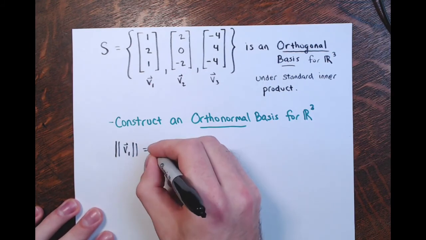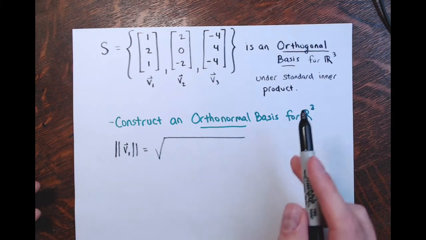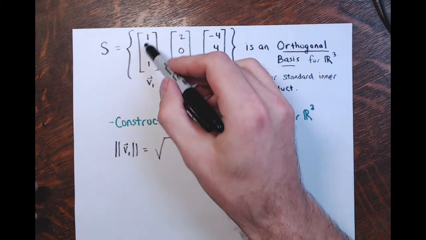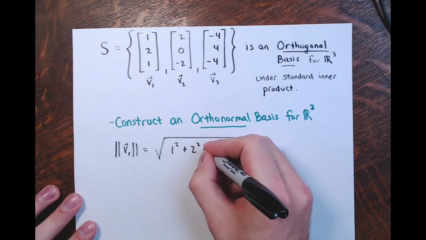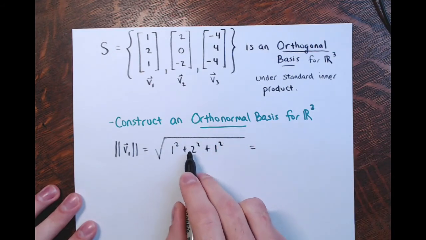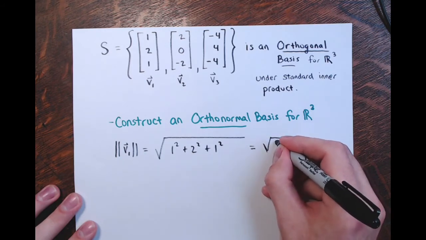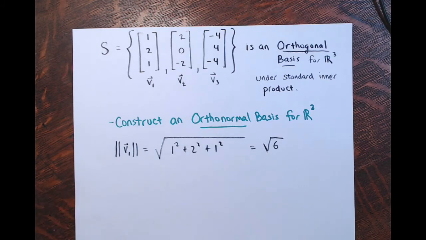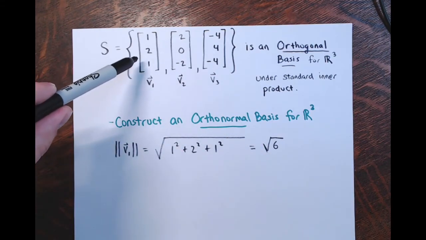So again, this would just be the square root of the dot product, right? The inner product here is the dot product of v1 with itself. So 1 squared plus 2 squared plus 1 squared. This is 1 plus 4 plus 1. This is the square root of 6, right? Which is definitely not 1, right? So this is not a unit vector.